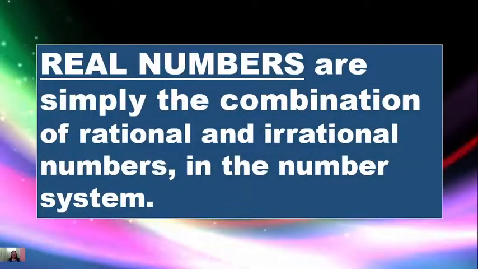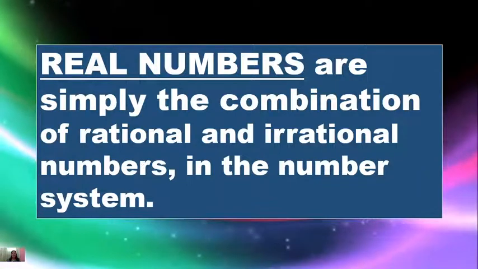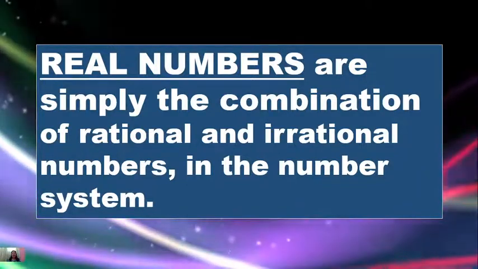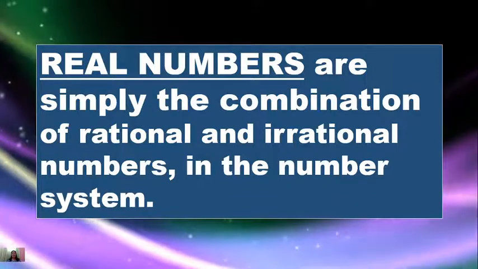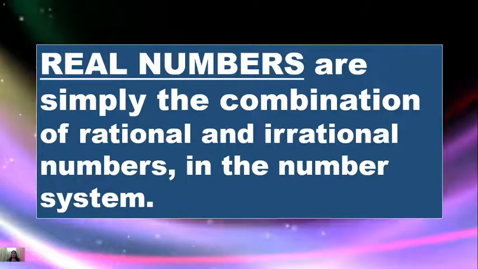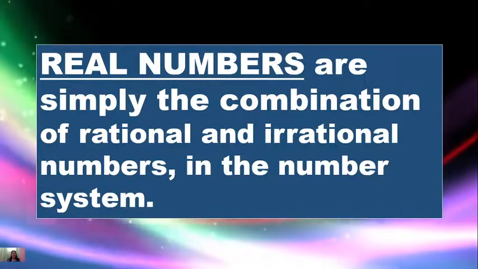So what are real numbers? Real numbers are simply the combination of rational and irrational numbers in the number system. So the keyword, when we say real numbers, our keyword will be rational and irrational.